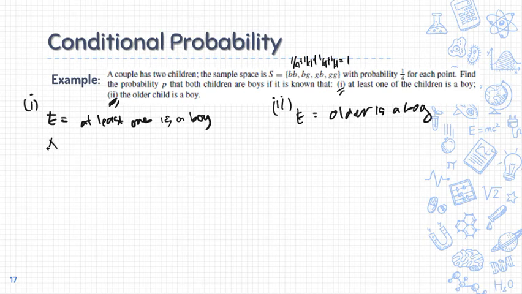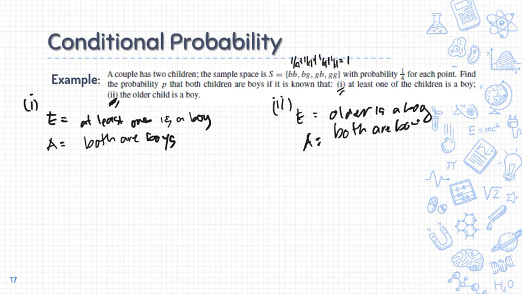Now, what is the probability that both are boys? Okay. So, let us solve the first one first. Right? So, let us solve it.